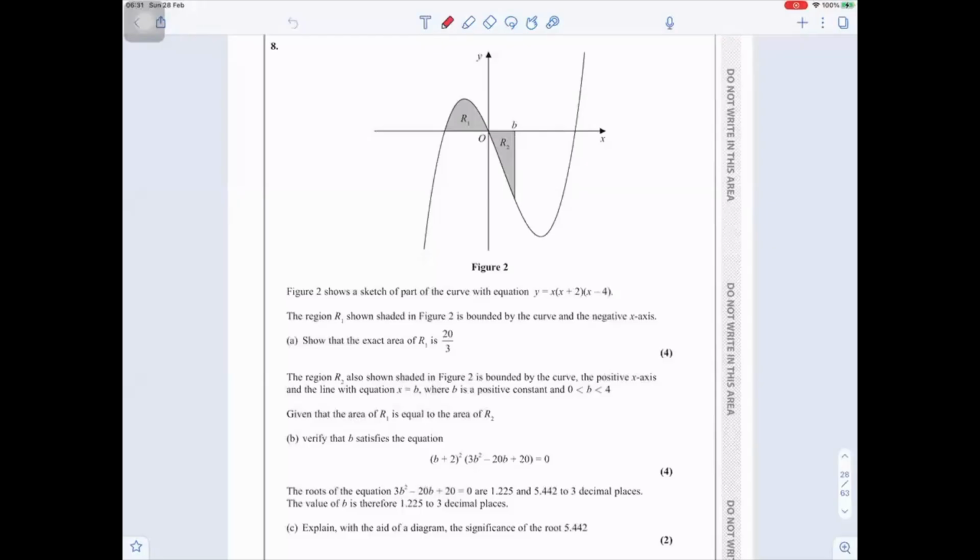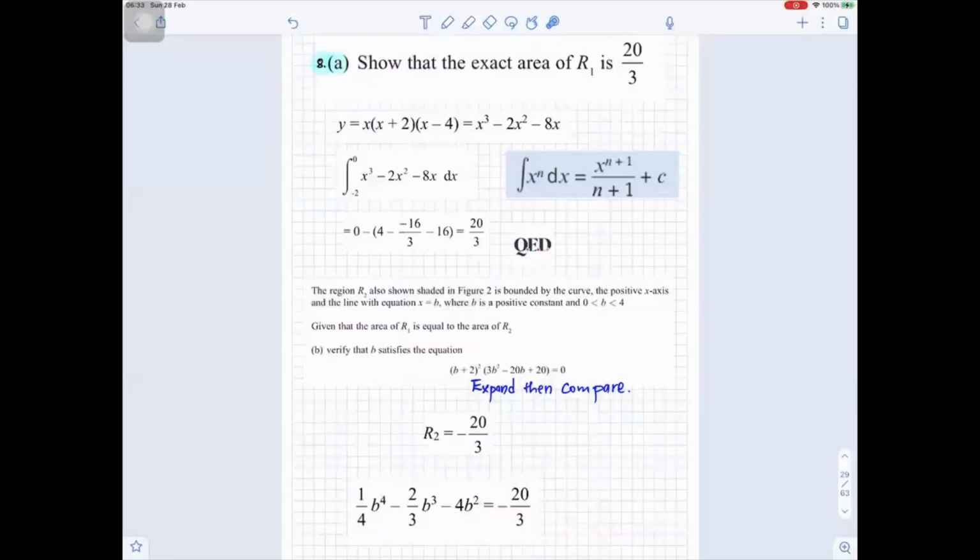Question number 8. Figure 2 shows a sketch of part of the curve with equation y equals x(x + 2)(x - 3). Part A, show that the exact area of R1 is 20/3. To show that the exact area of R1 is 20/3, we need to integrate. And to integrate, we need to expand this, multiply this trinomial.